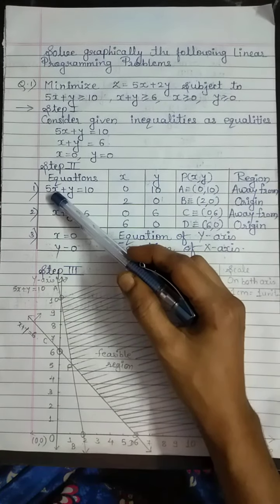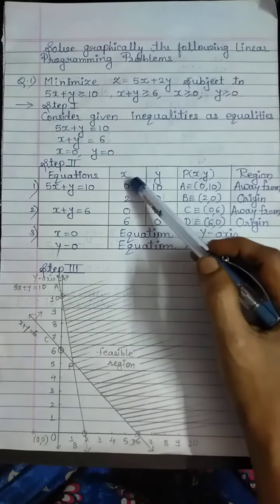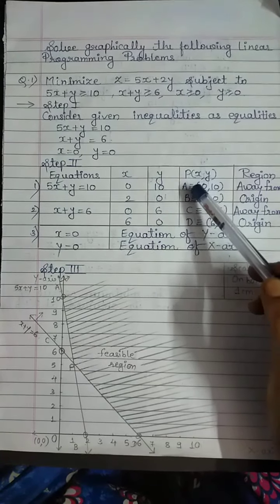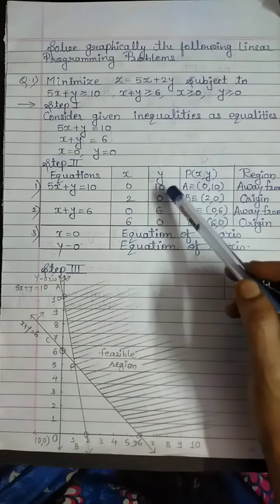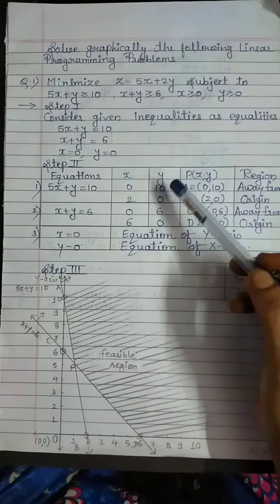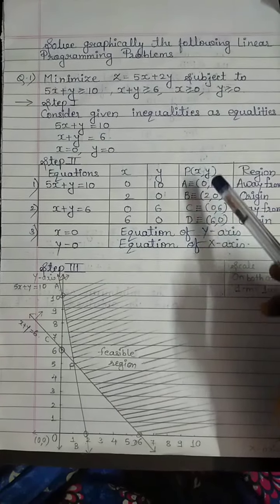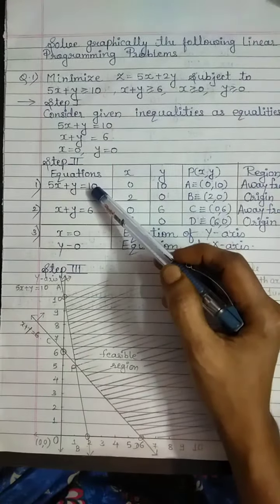Now consider the first equation 5x plus y is equal to 10. In this equation, once we put the value of x is equal to 0, y is equal to 10. So coordinates of A will be 0, 10. In the same equation, now we will substitute the value of y as 0. So x will be 2. So coordinates of B will be 2, 0. So these are the two coordinates of the given line 5x plus y is equal to 10. Now since the inequalities are facing towards the variable, the region will be away from the origin.